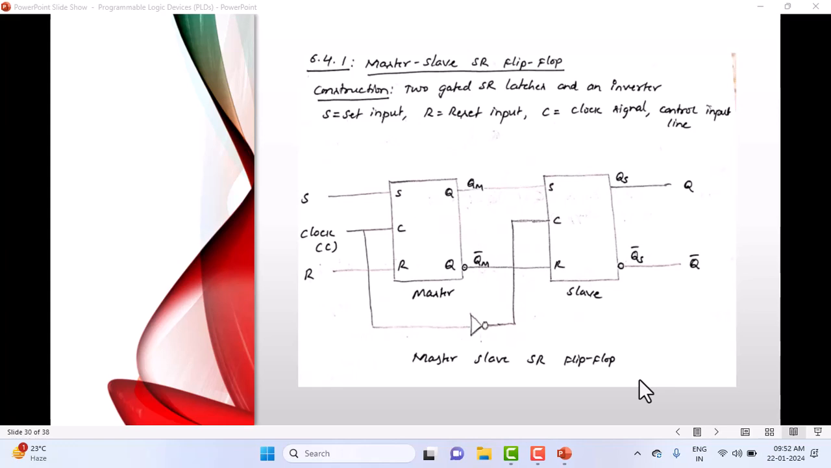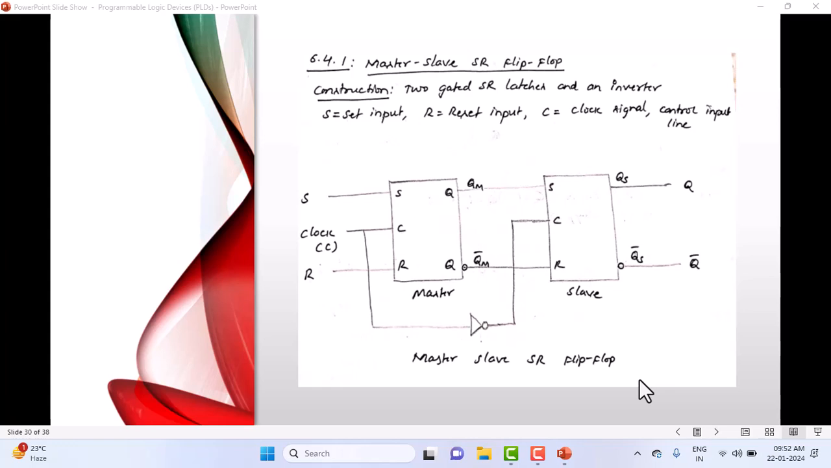Before that, let me show the construction. I already discussed the constructions. If you have any questions related to any of the notations shown here, you can ask me. Any questions related to the notations used? I hope you are clear with these notations.